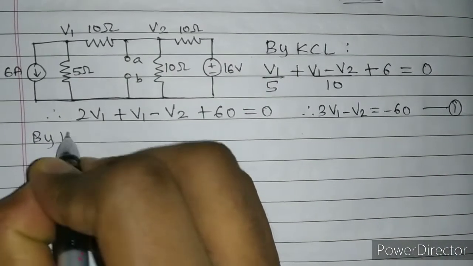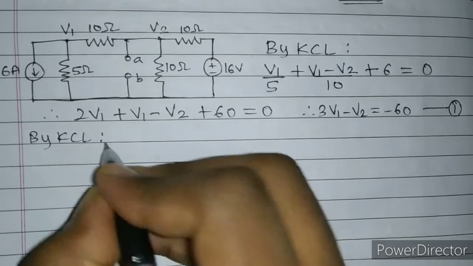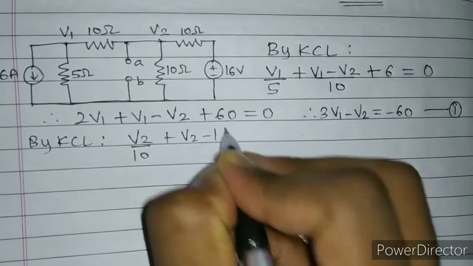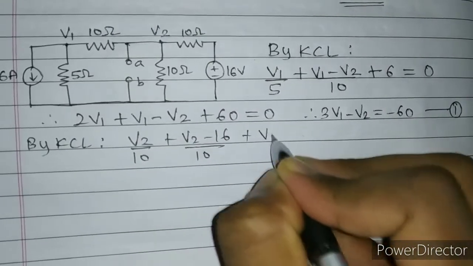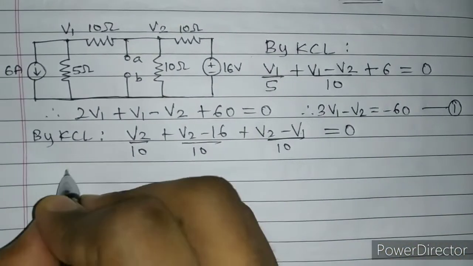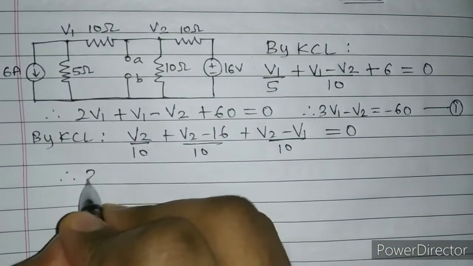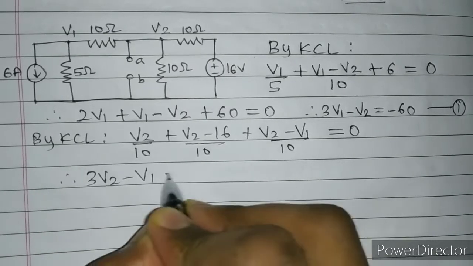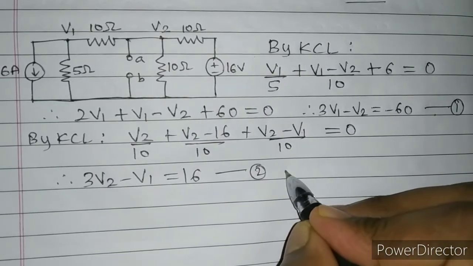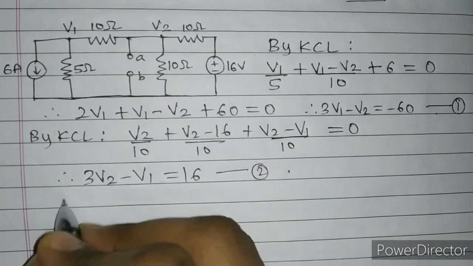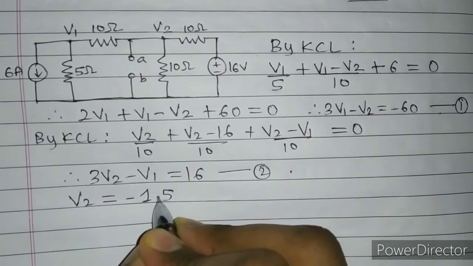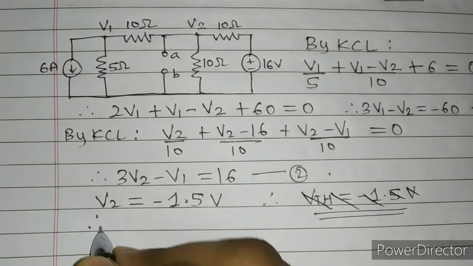Now again by KCL at the second node, V2 upon 10 plus V2 minus 16 upon 10 plus V2 minus V1 upon 10 is equal to 0. Therefore 3V2 minus V1 is equal to 16. Let this be equation number 2. On solving the first equation and the second equation simultaneously, we get V2 is equal to minus 1.5 volts and hence VAB is equal to minus 1.5 volts.